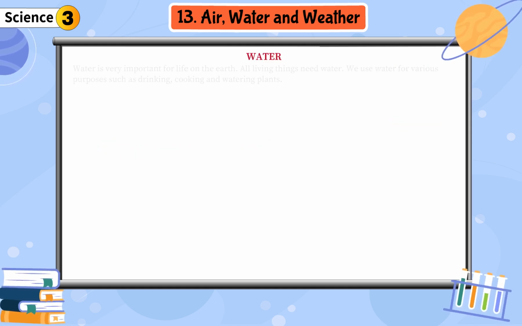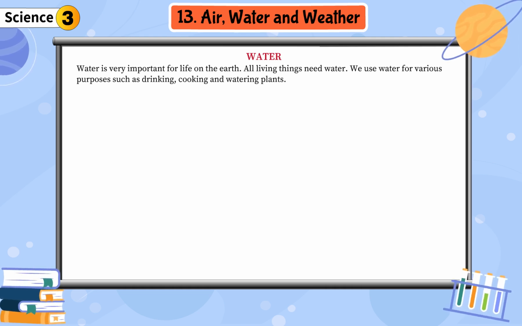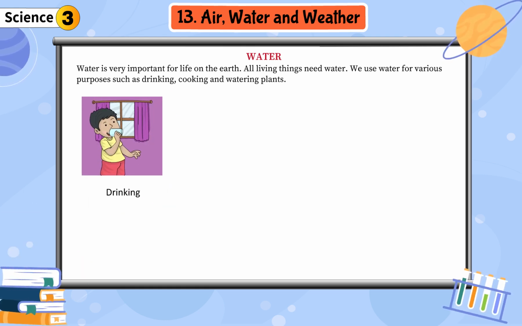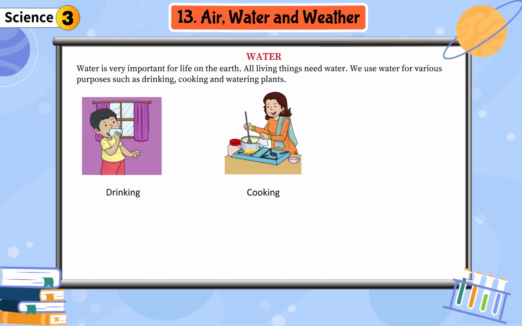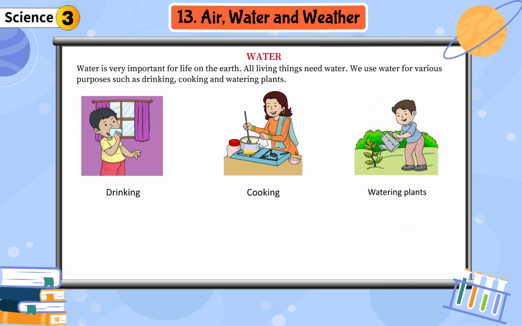Water. Water is very important for life on the earth. All living things need water. We use water for various purposes such as drinking, cooking and watering plants.